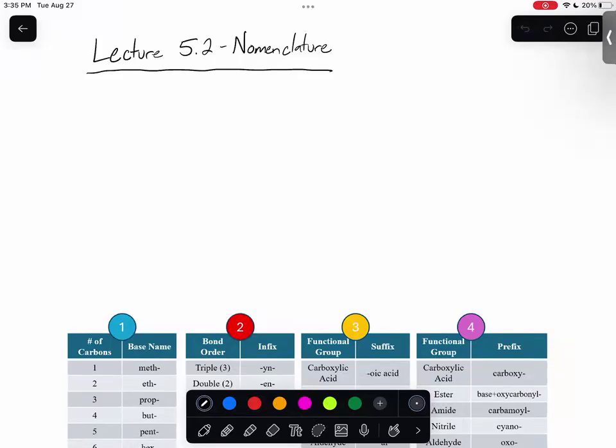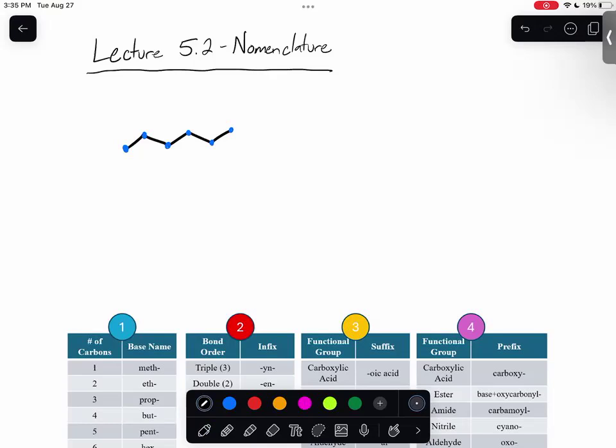It's very short. But for nomenclature, the main question that we're asking is, if we have a structure that looks like this, and as a reminder, looking at our bond line structures, every little end of one of these lines is a carbon, and then each of those has the implied hydrogens that are however many bonds are not shown there. So this is just six carbons in a chain, but we have to ask ourselves, what do we call this?